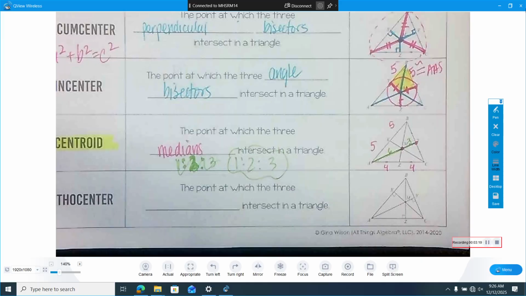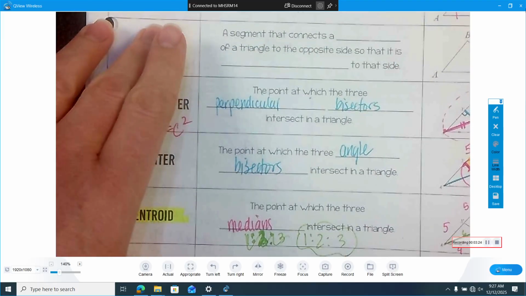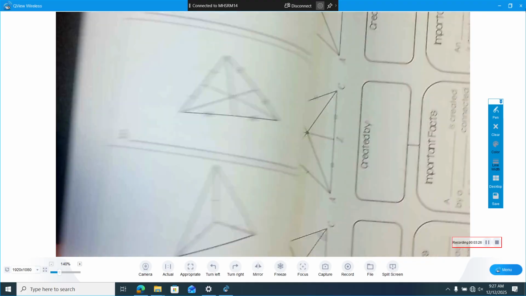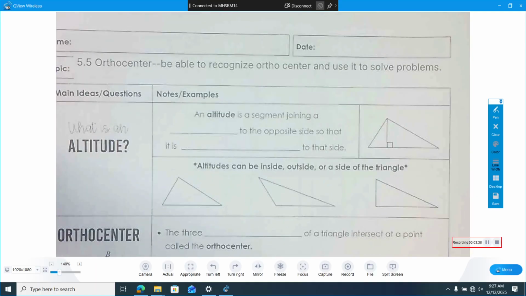So today we are talking about the last 2 things, altitude and the orthocenter. So at the end, we'll come back and fill these in as well. So we're going to turn to this page, 5.5. The very last thing, which doesn't have anything very special about it, it is just a special word.